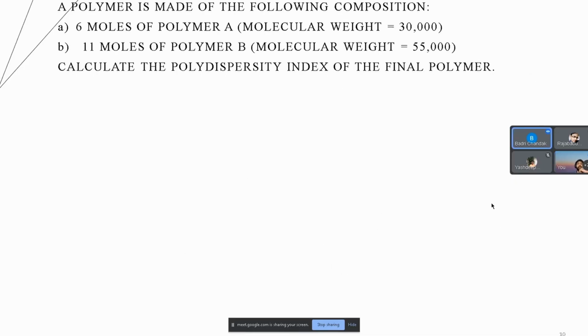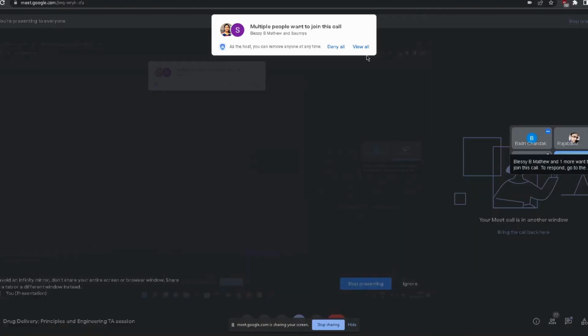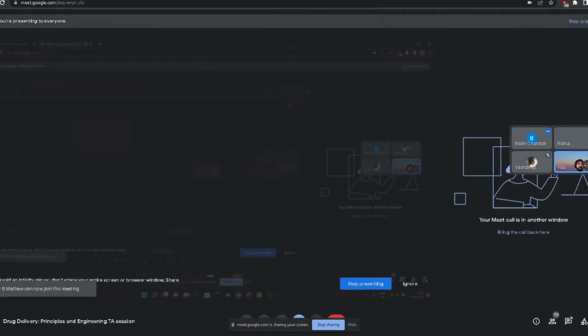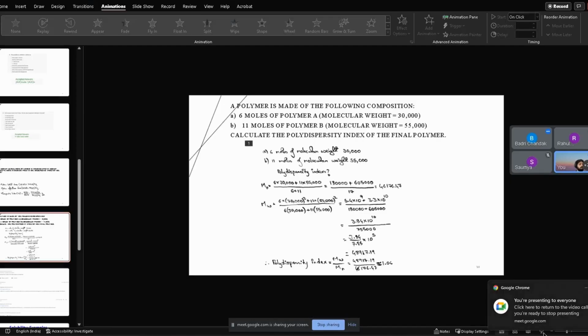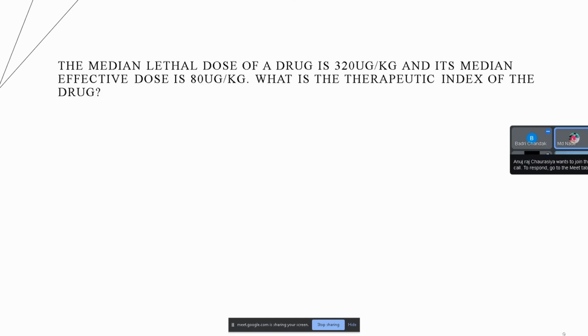Okay, so we'll move on to the next numerical. A polymer is made of the following composition. Sir, can you repeat the previous question? I'm not understanding how to calculate, sir.